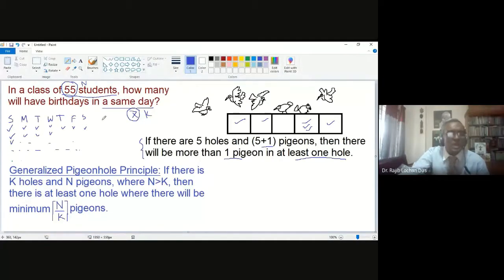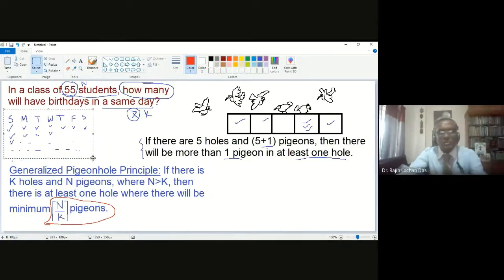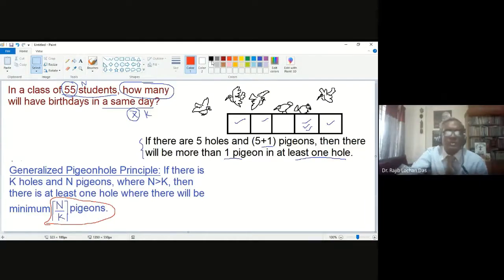If you just ask, what is your birthday? Is it Monday or Sunday or Tuesday? Then you will see how many will be in one day. So how many will be in one day? This is actually ceiling of n by k. That is our question, so we can find it by this theory. So what will be this situation here? We can do the calculation. Calculation is very simple, straight cut.